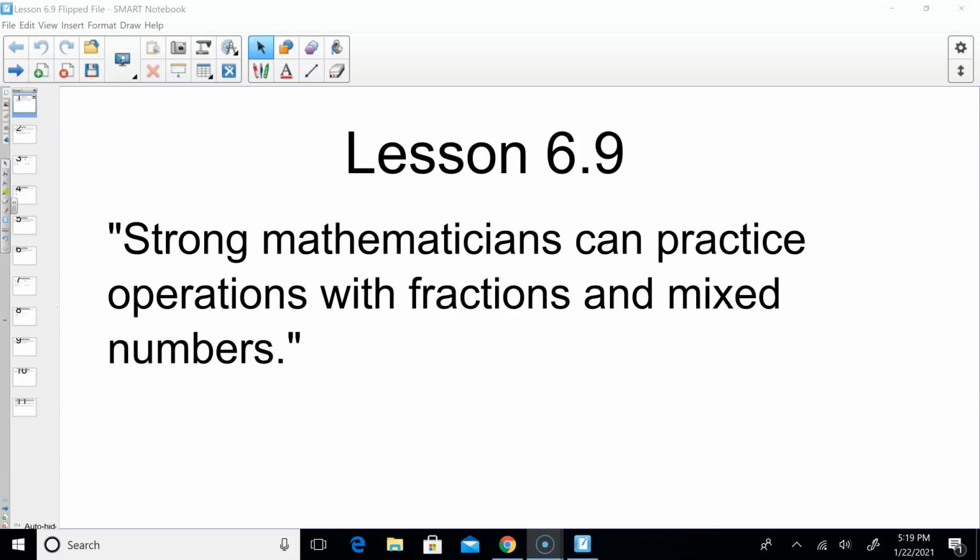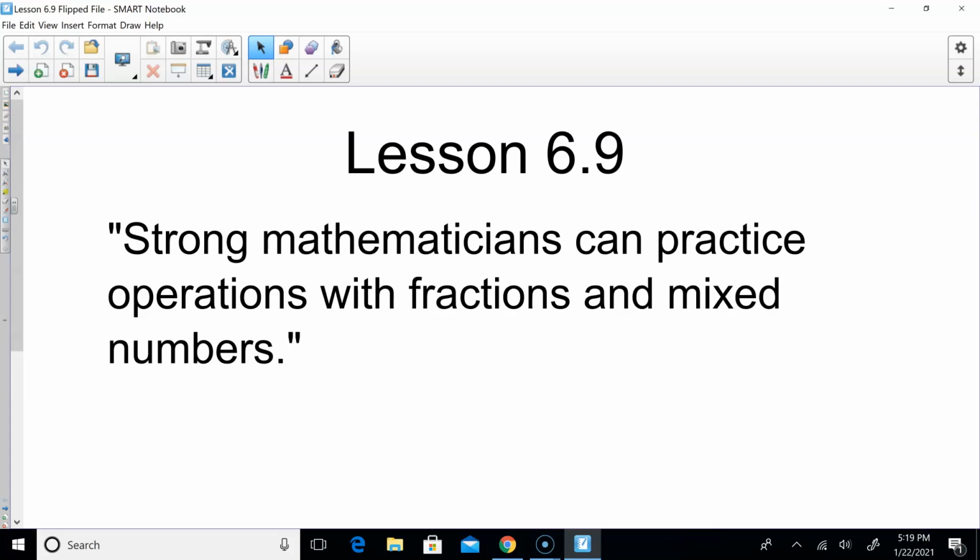So, welcome class to lesson 6-9. Today, strong mathematicians can practice operations with fractions and mixed numbers. As we continue through this voyage of fraction world, we're going to do some more practice of all the skills that we learned throughout the course of this unit. So, let's dive right in.